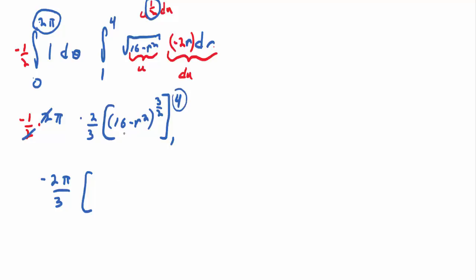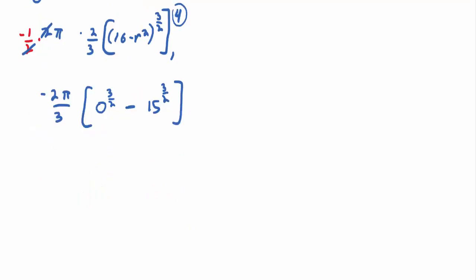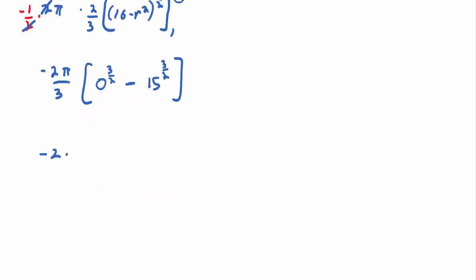Plug in the upper limit first. Now that gets me with just what? 16 minus 4 squared is 0. Okay, 0 to 3/2 is? Just kidding, it's 0. And then what happens when you plug in, subtract off, fundamental theorem, subtract off 1, you get 16 minus 1 squared, which is 15 to the 3/2. So negative 2 pi thirds, well, you can see the negatives are going to cancel, right? Times negative, you can think of 15 to the 3/2 as 15 root 15, can't you?